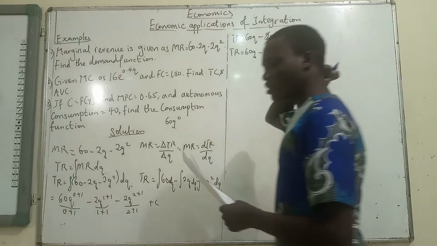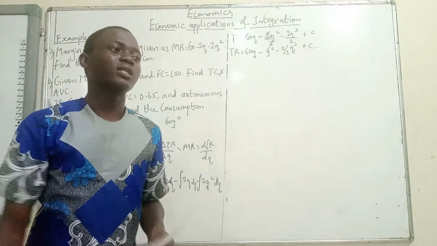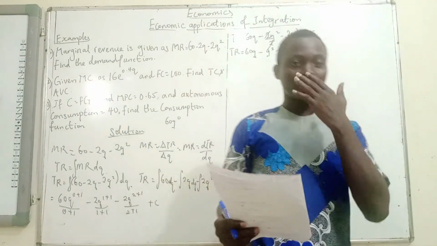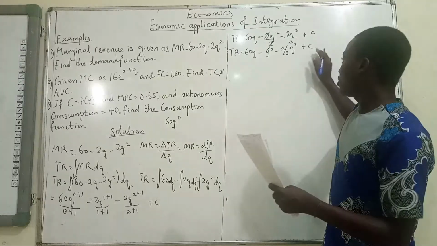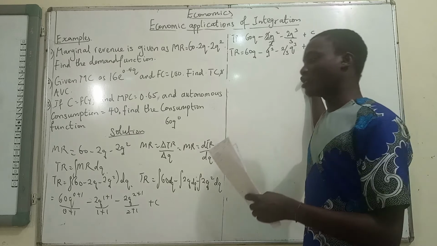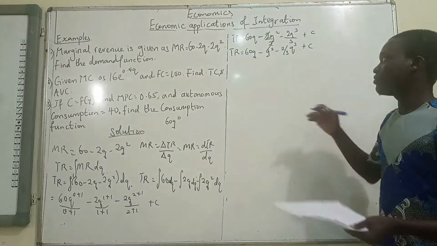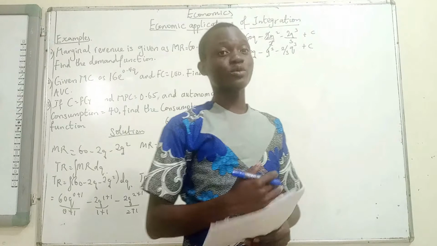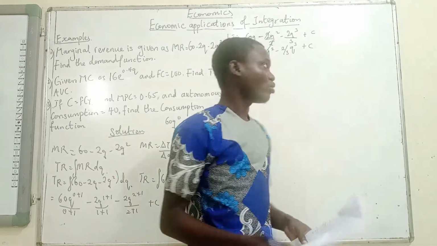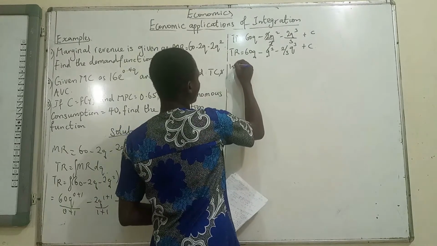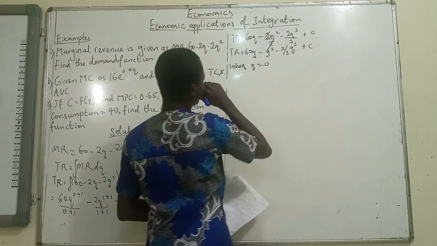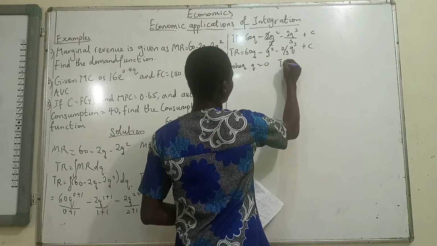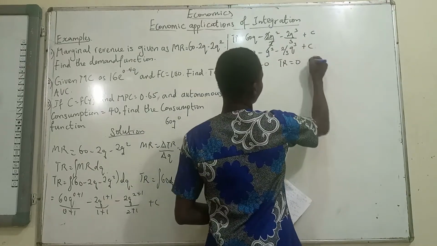Now let us check. When Q is 0, is the producer going to have any revenue? Once you get the constant term, you just equate the whole thing to 0. Economically, when Q is 0, when the producer isn't producing anything, we don't expect any total revenue at all. So if total revenue is 0, then the constant term is actually 0.